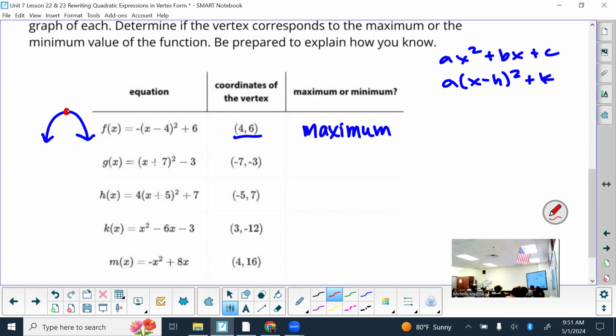Additionally, because this will pop up on your test, I want to add to this now. When we talk about maximum, we're really just talking about the y value of your vertex. So if it said, what's the maximum of this equation? I'd say 6 is my maximum, not the whole vertex.